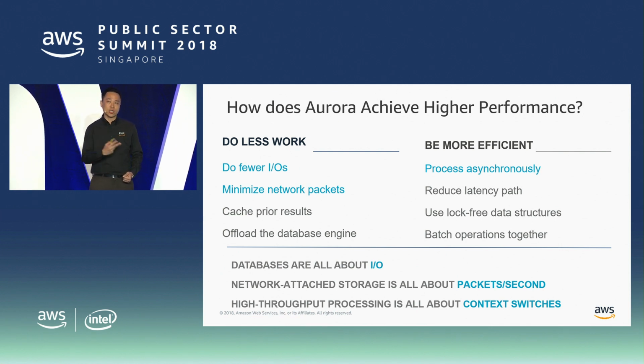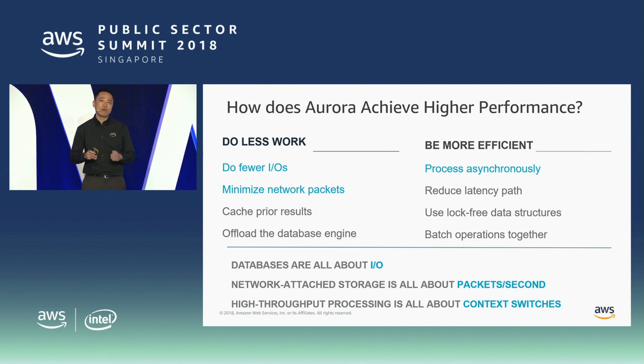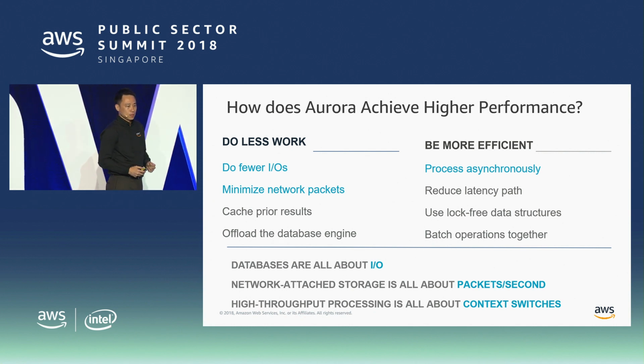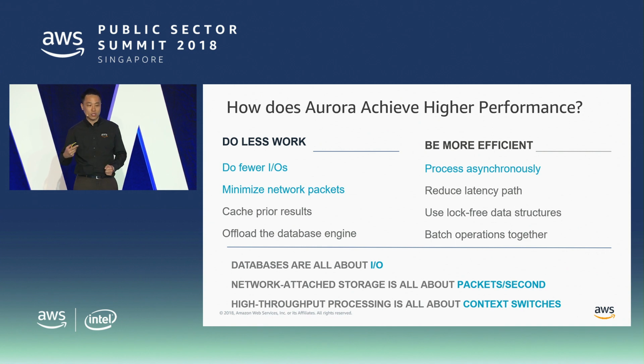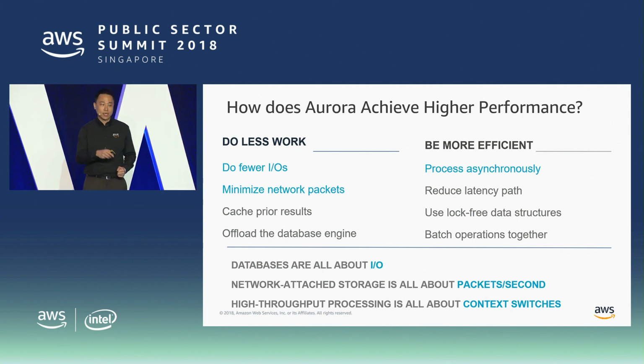The reason why is because, just like what I mentioned, we basically split the processing engine and the storage engine into 2 different tiers. We further split up the tasks required into different tiers in such a way that we make it more efficient. So remember, after we do this, the database is actually all about the I/O, all about the network attached storage performance, and also the high throughput processing is all about context switch. By making these kinds of changes, we are able to achieve the performance I have just mentioned to you.